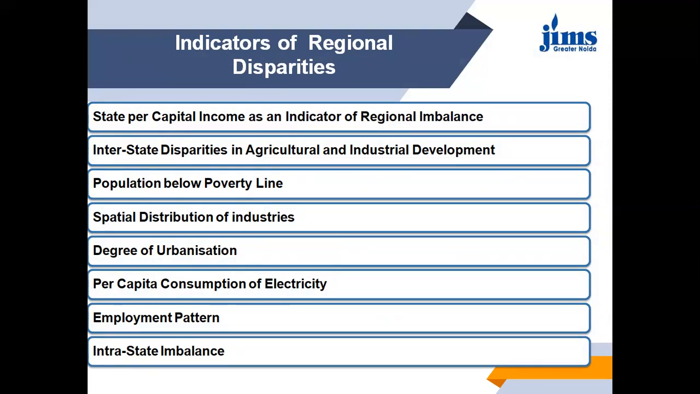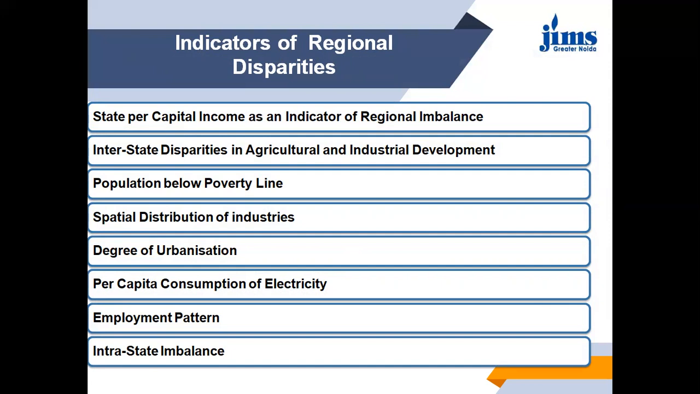Then population below the poverty line. The percentage of population living below the poverty line in different states is another important indicator of regional disparity. Like the population living below the poverty line in the whole country was 26% in the year 2000. And there were about 12 states whose percentage exceeded this all India average. Bihar, Orissa, Madhya Pradesh, and Uttar Pradesh are the four states which have the highest percentage of population below the poverty line, as well as the lowest per capita income in the country.